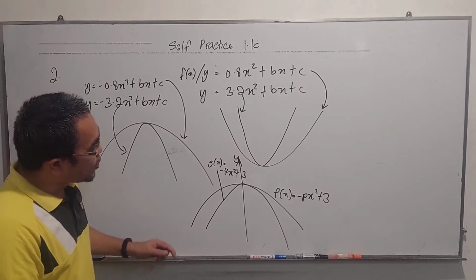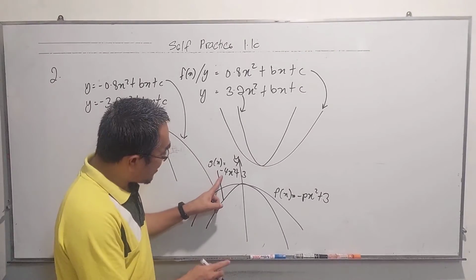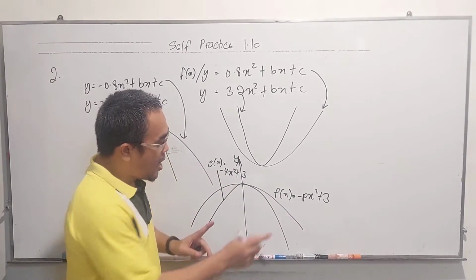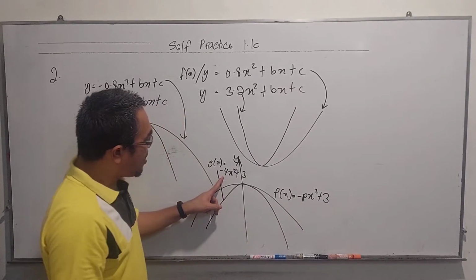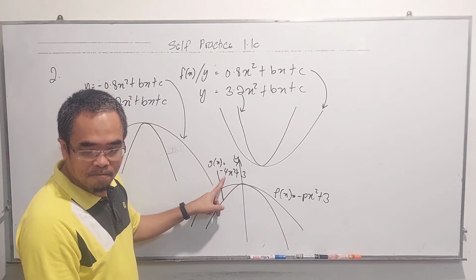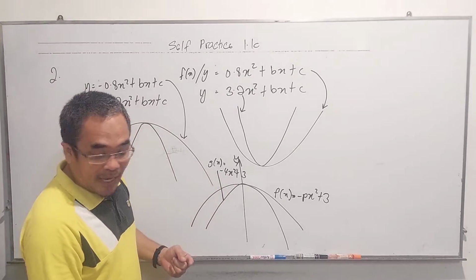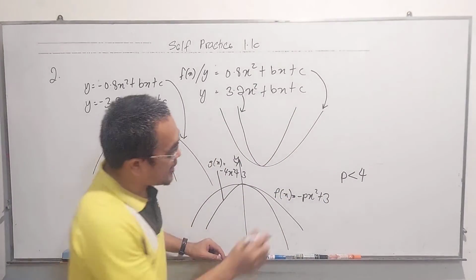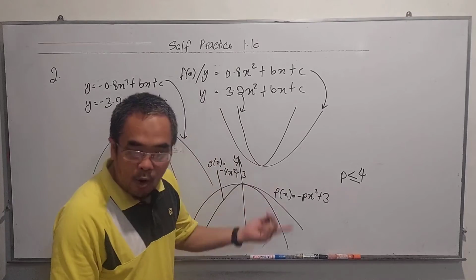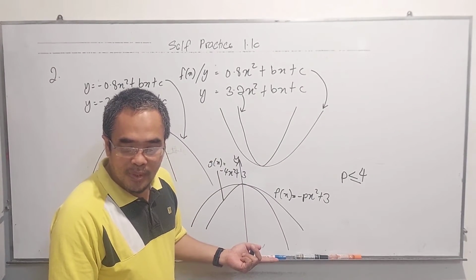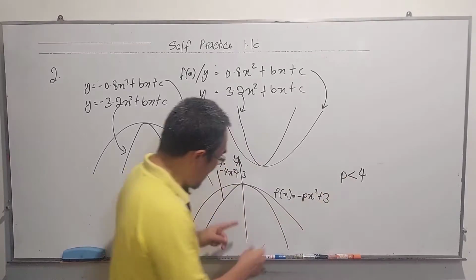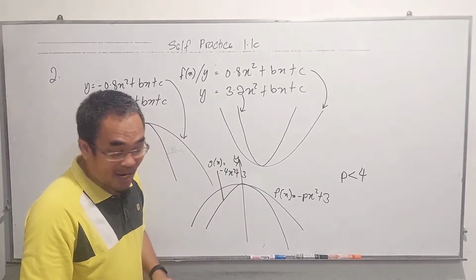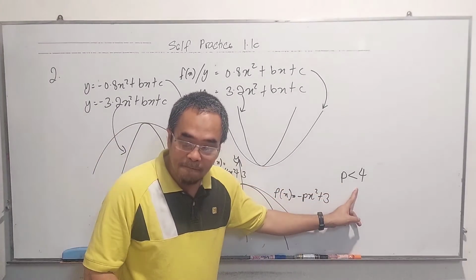Okay, so how do we compare? Disregard the negative, because we are comparing negative to negative. So which one is larger? Is P larger or is 4 larger? 4 is larger. Okay, it means P is smaller than 4. Is it possible that we write smaller than or equal to? Yes or no? No, because they are definitely different figures, so they are not on top of each other. Okay? So, is this the answer?